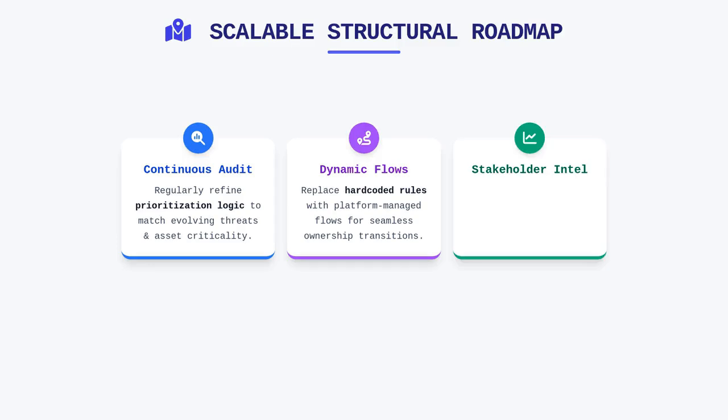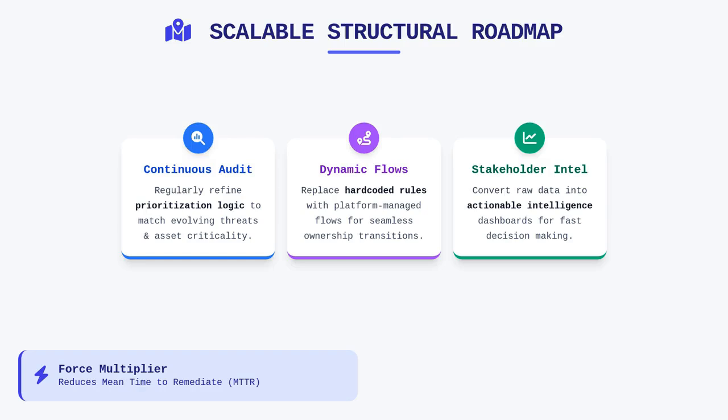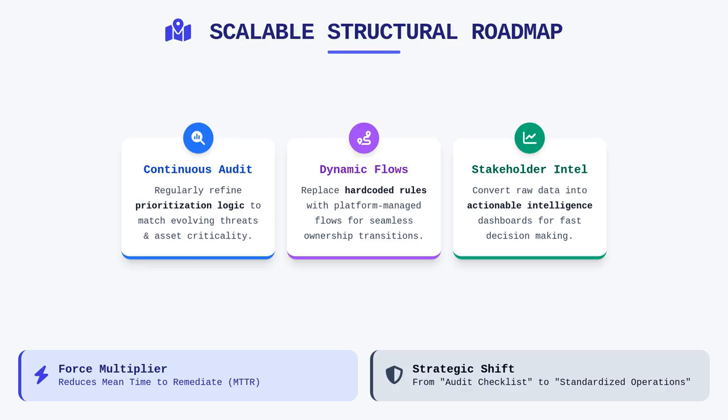The ultimate objective is to reach a stage where your reporting dashboards provide actionable intelligence to stakeholders, enabling them to make informed decisions without diving into raw data. When you achieve this, the system acts as a force multiplier, reducing the mean time to remediate and allowing your security team to focus on strategic risk mitigation. This transformation is only possible if you treat the model as a framework for standardizing operations, not merely as a feature checklist to satisfy audit requirements.